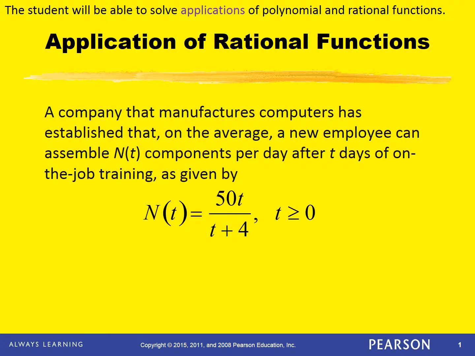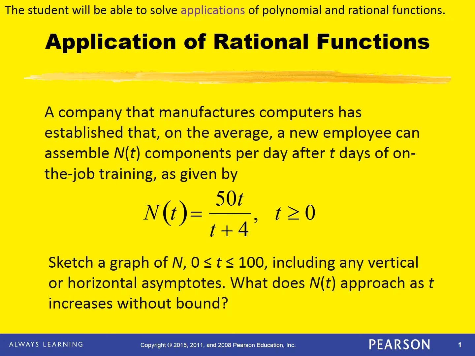N(T) is 50T all over the quantity T plus 4, for T greater than or equal to 0. Sketch a graph of the function N, for T between 0 and 100, including any vertical or horizontal asymptotes. What does N(T) approach as T increases without bound? Of course, we talked about that as an alternative way to say T going to infinity.